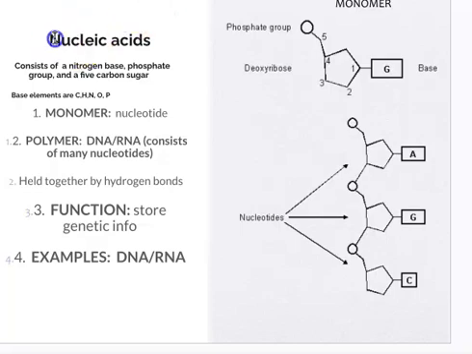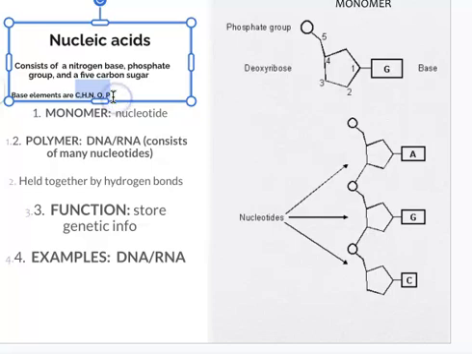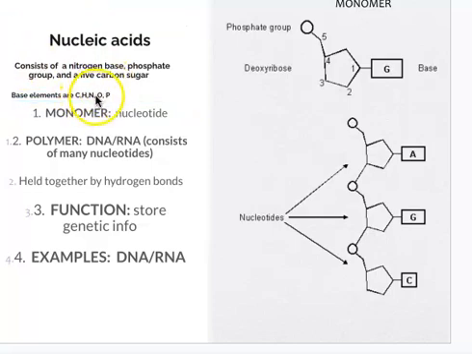You may have heard this before. It is the building block of DNA. So it has a nitrogen base, a phosphate group, and a 5-carbon sugar. And here's our base elements, CHNOP. The only one that is missing is S. So carbon, hydrogen, nitrogen, oxygen, and phosphorus.